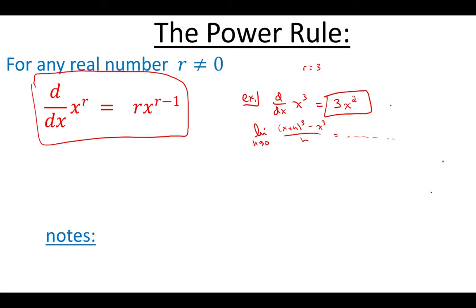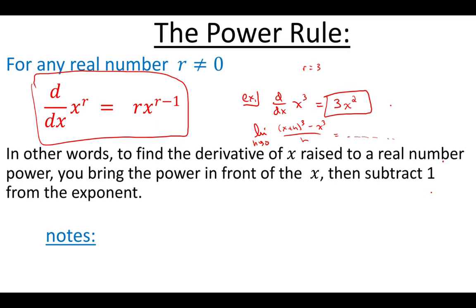So essentially what we've done, in other words, if you want to find the derivative of an x raised to a real number power, it could be a decimal, it could be a fraction, it just has to be a real number that's not equal to 0. You simply bring the power down in front of the x, and then you subtract 1 from the exponent. So another example would be, I'm going to find the derivative of, say, x to the 7th. Well, that's going to be 7x to the 6th. We bring the 7 down in front, and then we subtract 1 from that to get our power. That's all there is to it.